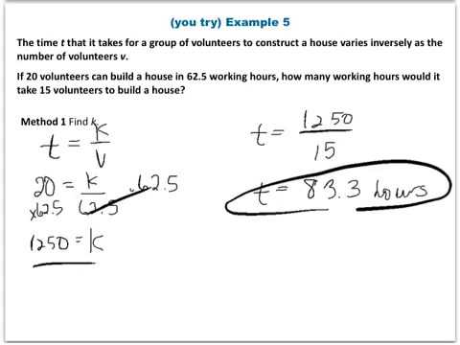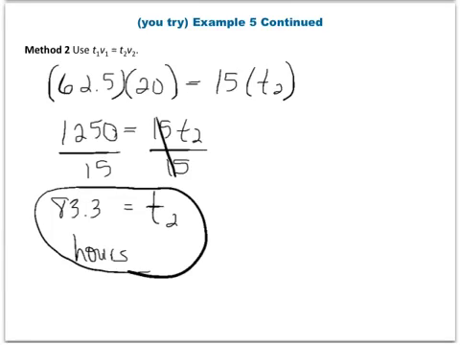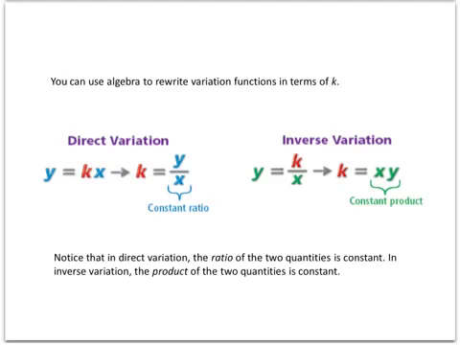Time varies inversely with the number of volunteers. Let's try it again with the proportion. Go ahead and try it again. Push pause and crunch the numbers. There we go. Moving on.